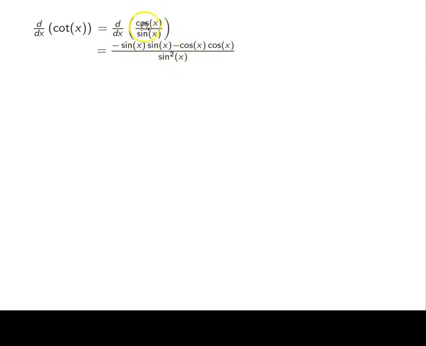Okay, so this gets the derivative, so it's a negative sine times the bottom function, then subtracted by the numerator function times the derivative of sine, which stays the same, so it's just cosine. And then we have sine squared on the bottom. So this is a negative sine squared minus cosine squared.